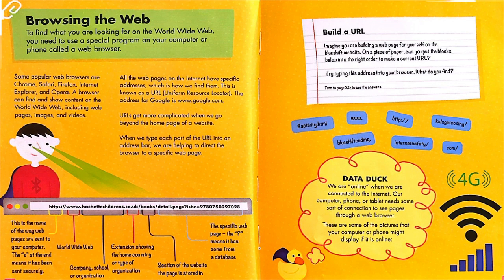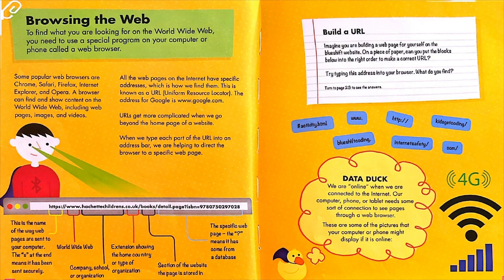The address for Google is www.google.com. URLs get more complicated when we go beyond the homepage of a website. When we type each part of the URL into an address bar, we're helping to direct the browser to a specific web page. Build a URL. Imagine you are building a web page for yourself on the Blue Shift website. On a piece of paper, can you put the blocks below into the right order to make a correct URL? Try typing this address into your browser. What do you find?